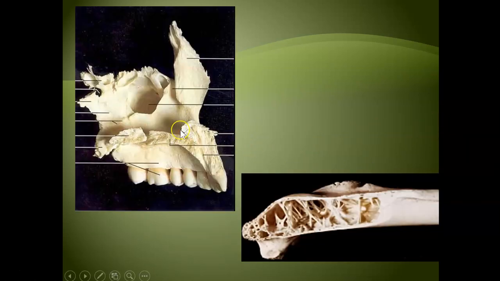So we see here, this is the upper part of the jaw. This would be one of the front teeth here. It's cut in a mid-sagittal line. This would be above the teeth.